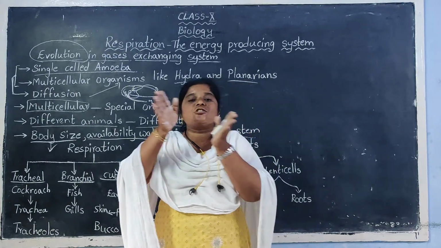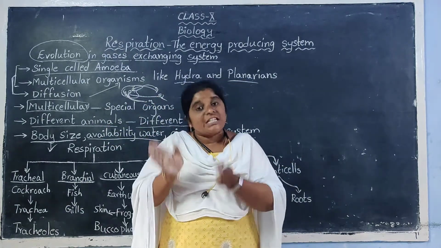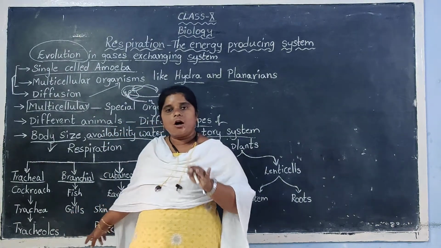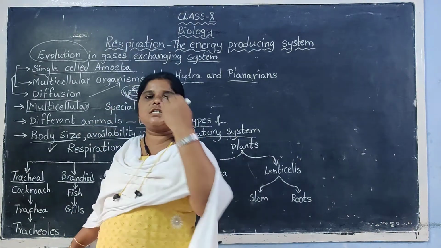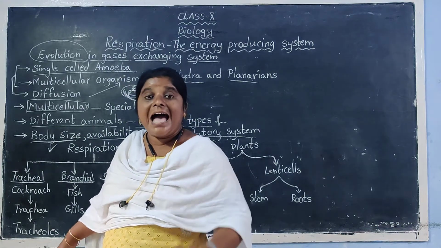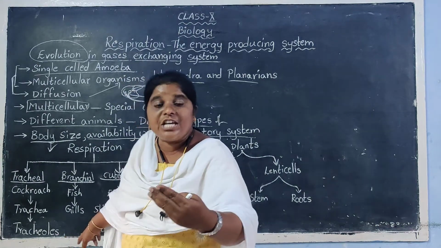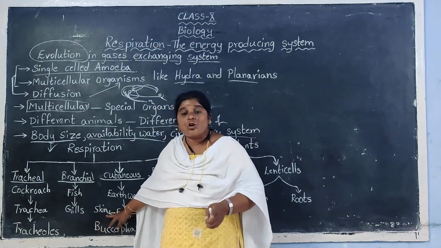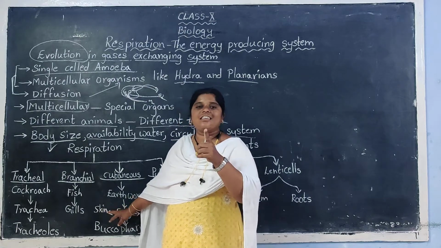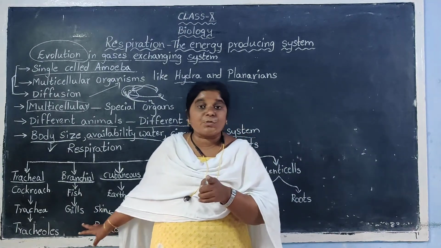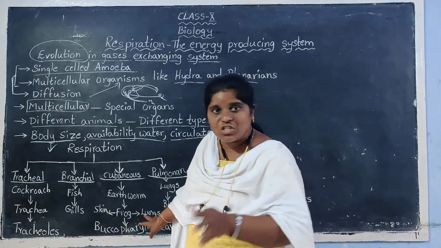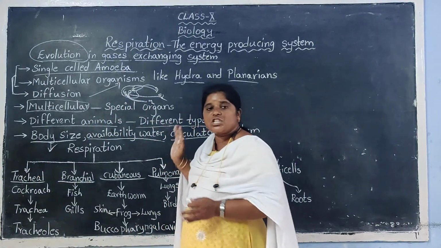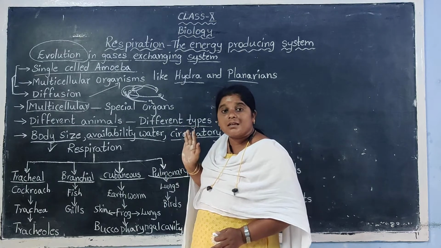That means through these tubes called trachea, which are divided into tracheoles, oxygen will enter inside and carbon dioxide will come out of the body. As the supply of oxygen is through trachea, it is called tracheal respiration. So, if the respiratory organ is trachea, the respiration undergone by them is called tracheal respiration.